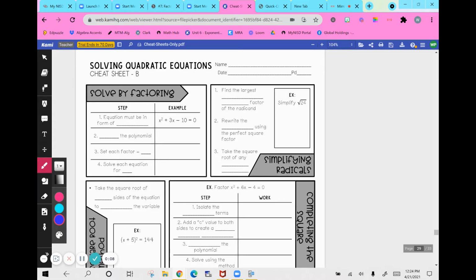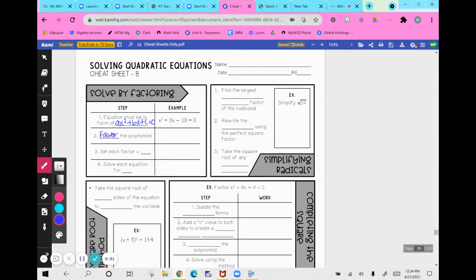So to solve by factoring, the equation must be in the form of ax squared plus bx plus c equals 0. Okay, so your example here is x squared plus 3x minus 10 equals 0. See how it's already set equal to 0? So then we're going to factor that polynomial.